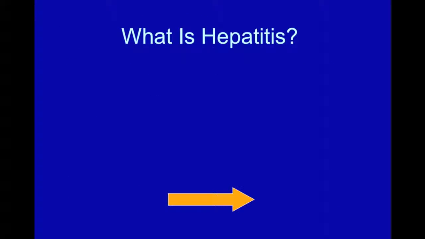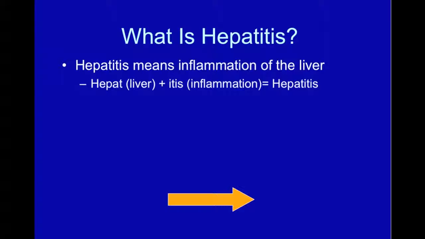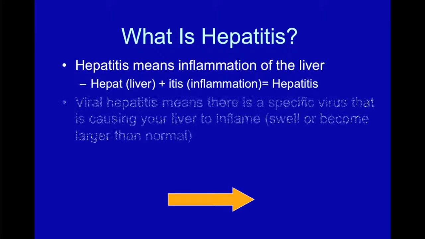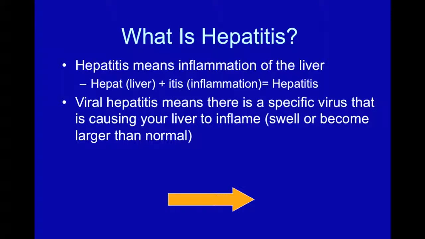First of all, let's talk about what is hepatitis. Hepatitis can be broken down into two pieces, the word itself. Hepat means liver, and itis means inflammation. Of course, you put those two together, you've got inflammation of the liver, and that kind of gives a real basic definition of hepatitis. Viral hepatitis means there's a specific virus that is causing your liver to inflame. That makes it either swell or become larger than normal, and it can be very painful.